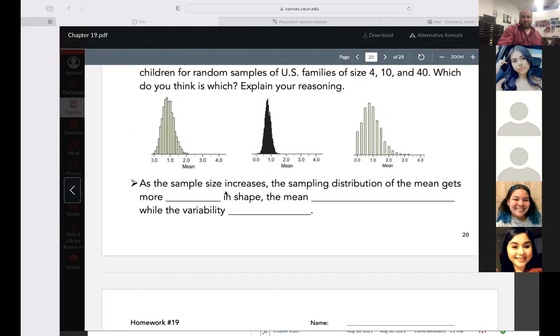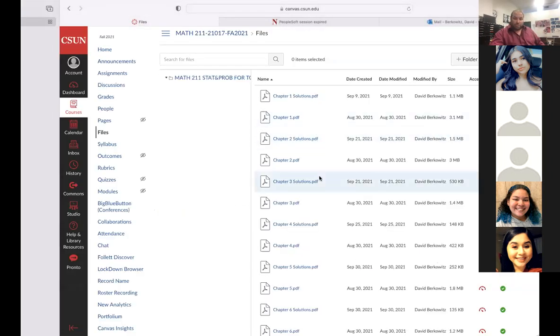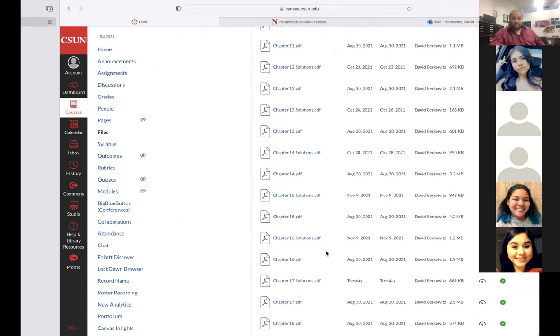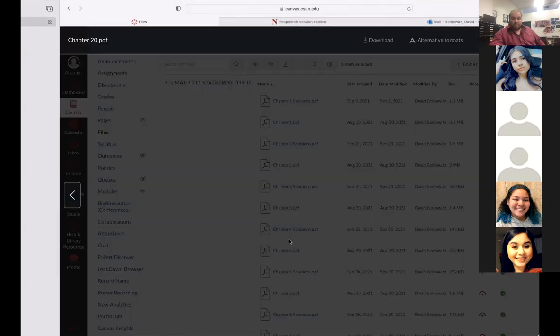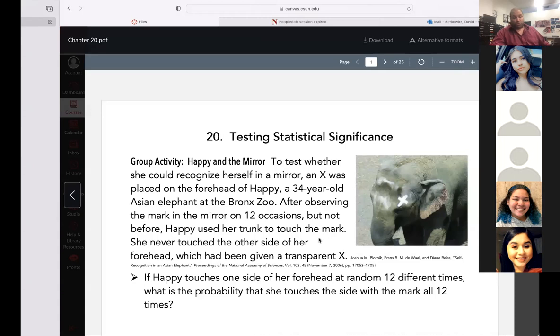And that takes us to the end of chapter 19. How nice was that? As the sample size increases, the sampling distribution of the mean gets tighter in shape, or smaller in shape. The mean stays the same while the variability decreases. Does that make sense? Any questions on this chapter? All right, well, then it's time to move on to chapter 20.